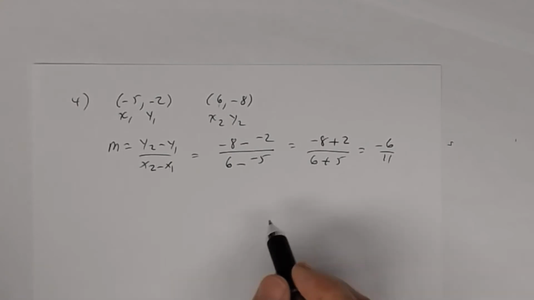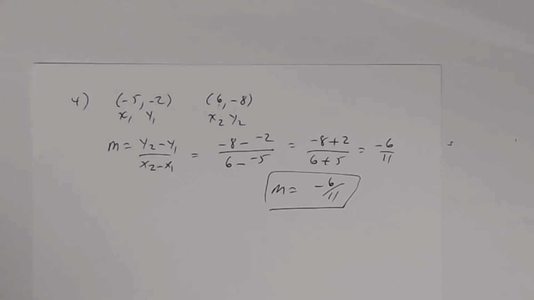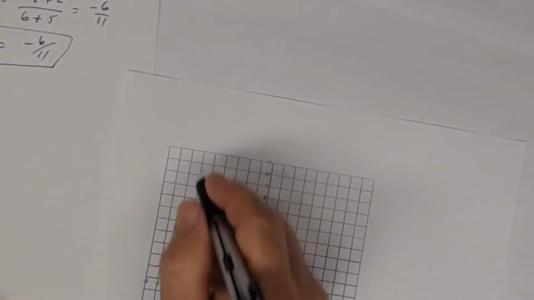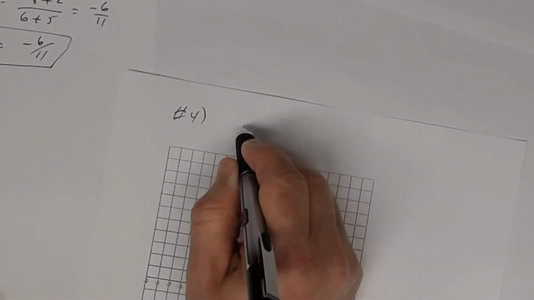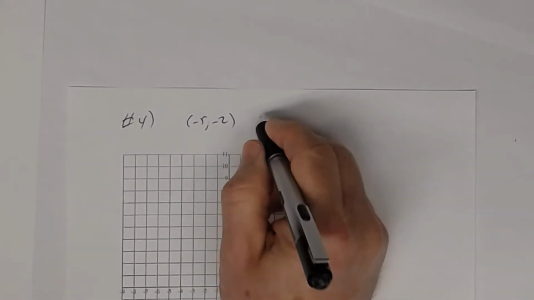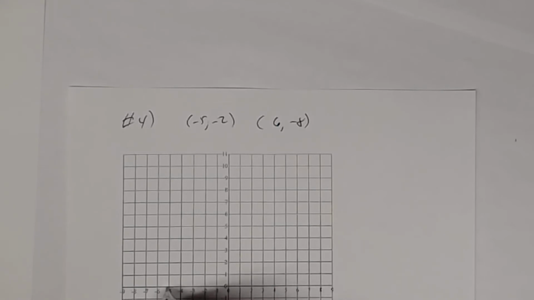So you get the slope being negative 6 elevenths. All right, that's your slope, okay? And if you wanted to plot those points, this is number 4. You would have negative 5, negative 2 right here, and then the other one is 6, negative 8. So negative 5, negative 2, I go to the left 5, down 2. And then 6, go to the right 6, and then down 8 right here.